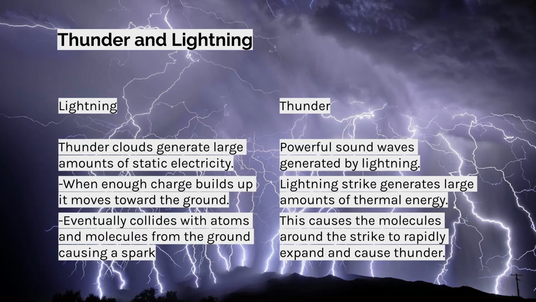Thunder and lightning. Thunderstorms involve very large buildups of static electricity. When enough charge builds up in the clouds, it can be discharged as lightning. Lightning is a massive electric spark. It heats the surrounding air very quickly, causing the air to expand rapidly. That sudden expansion creates the sound wave we hear as thunder.